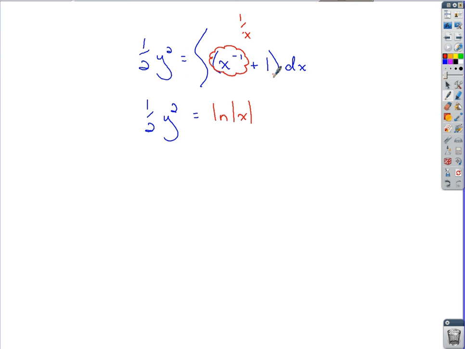For this plus 1, if you just have a constant, what's the rule with antiderivatives? You just attach an x, and then we've got a plus c that we've got to tack on.